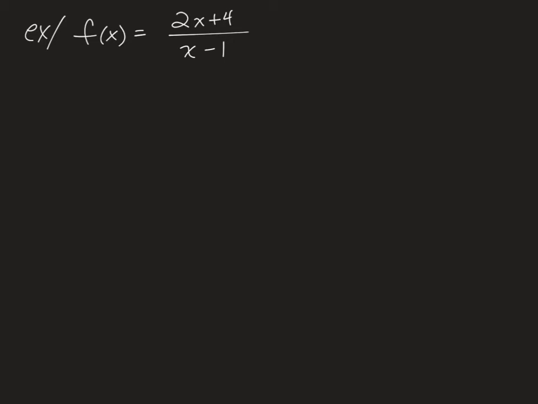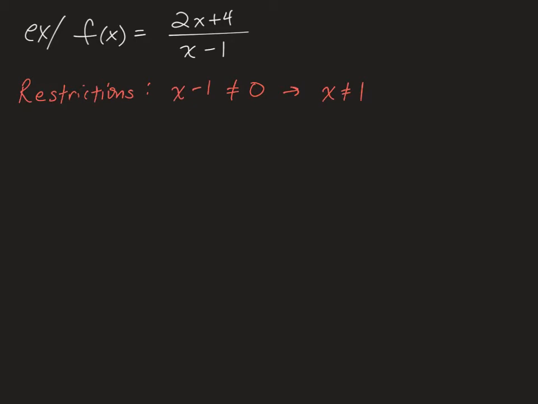All right, first example here, we need to find all of the restrictions first. So again, the restrictions happen when you set the denominator to be not equal to 0. So that tells you x cannot be 1, and that's either going to be a hole in the graph or that is going to be a vertical asymptote.